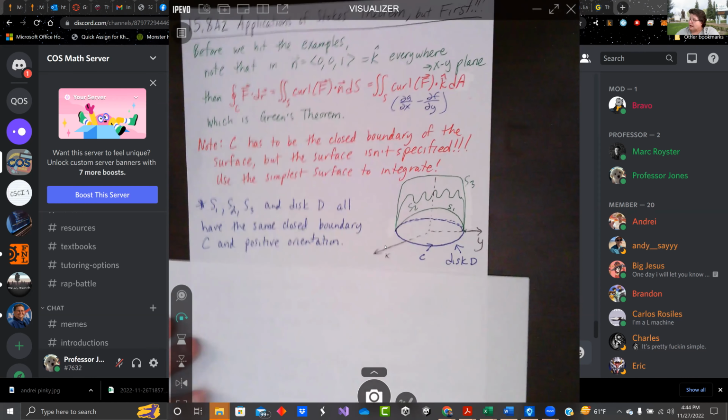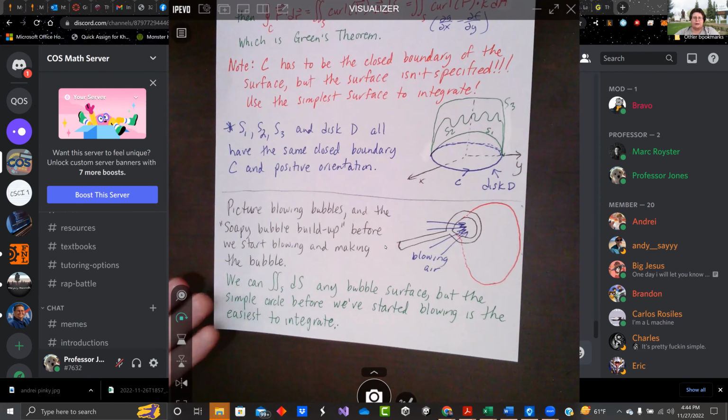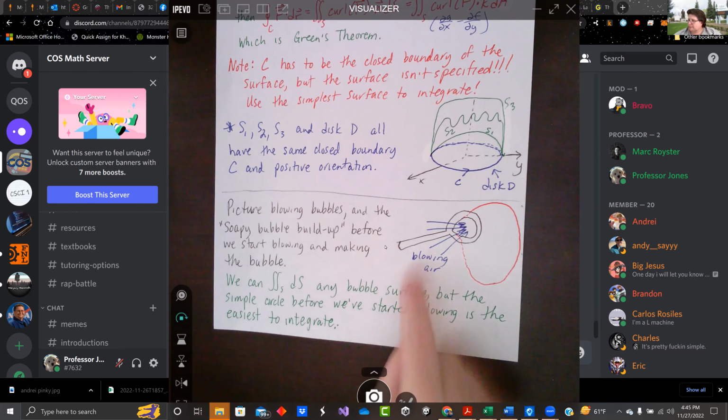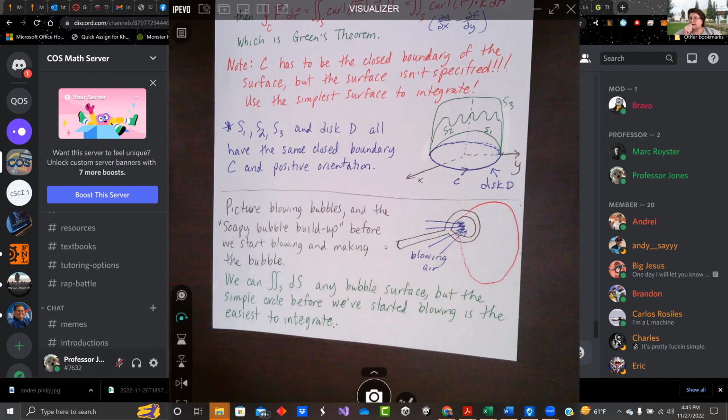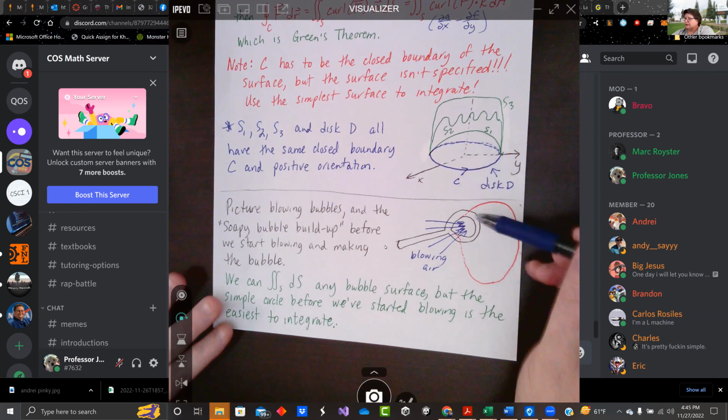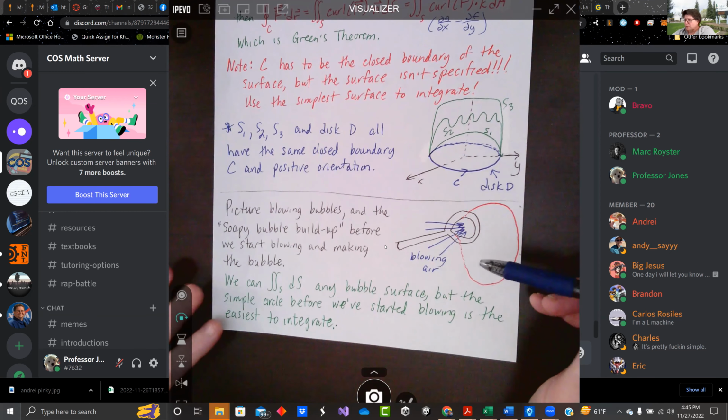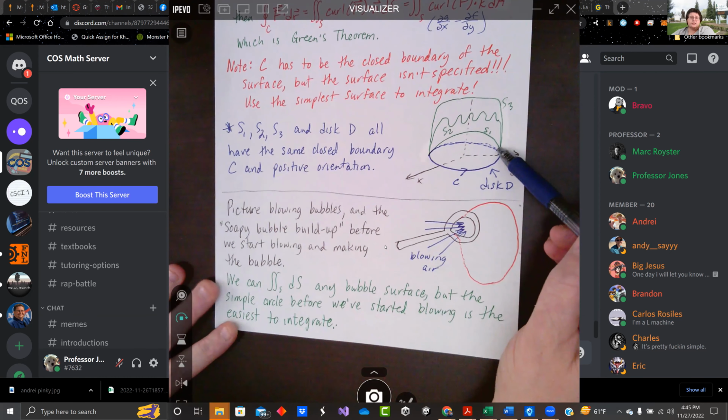Okay. And it's kind of like picturing blowing bubbles. This is the bubble wand. And before you blow a bubble in it, there's a bunch of soapy buildup on the thing. And so there's a lot of stuff there. When you blow air into it, that soap doesn't go anywhere except outward and make the bubble. There's no more soap there. There's no less soap there. It's just now in a different shape. That's the kind of idea that we're having here, where the shape doesn't matter. It's all the same amount of soap, no matter what shape we use. So use the simplest one you can.